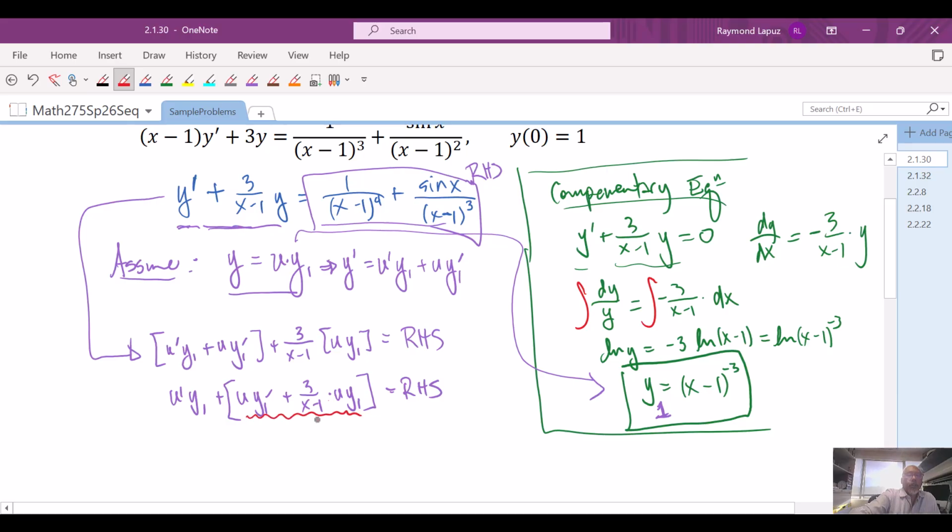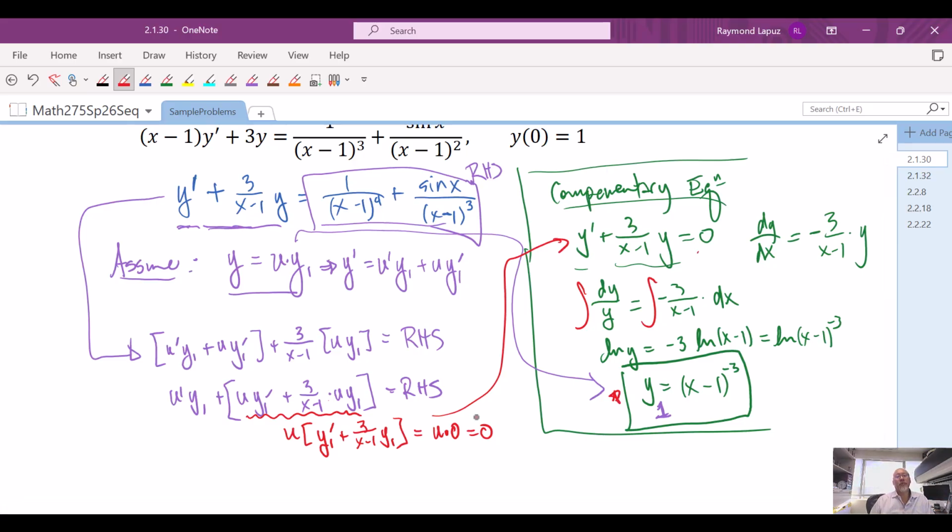If we factor a u out, what we get is u times y1 prime plus 3 over x minus 1 times y1. That is exactly the complementary equation, and we had just proclaimed that y1 is a solution to this complementary equation, so that means this whole thing should be 0. Even that u out there will be multiplied by 0, so that whole thing disappears.